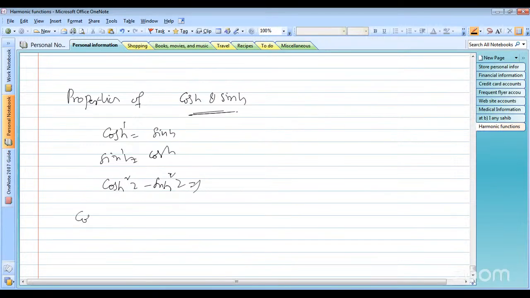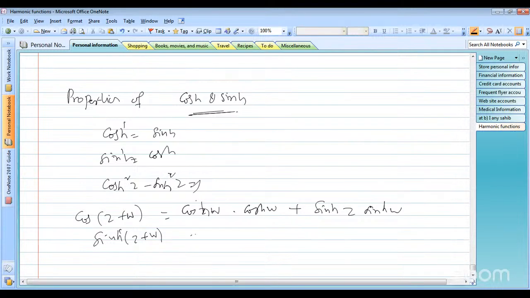You know the addition formulas: cos h of z plus w is cos h z cos h w plus sin h z sin h w, and sin h of z plus w is sin h z cos h w plus cos h z sin h w, analogous to the fundamental formulas for cos of a plus b and sin of a plus b.